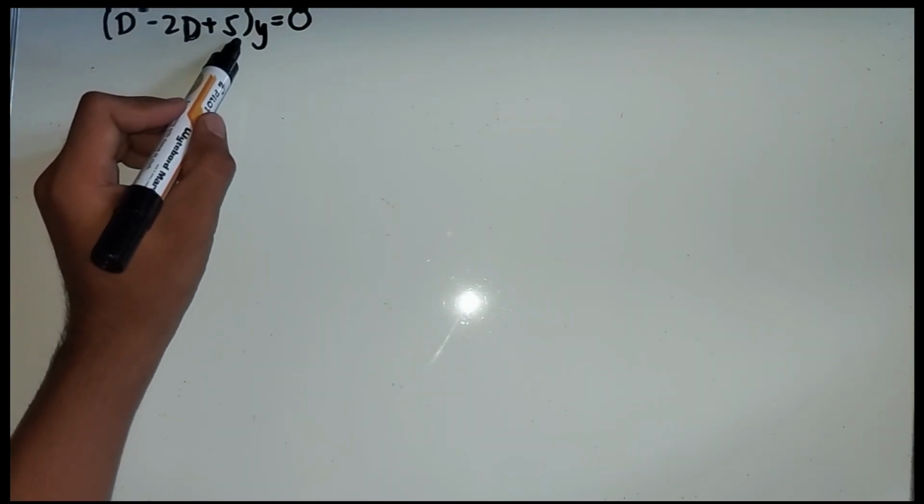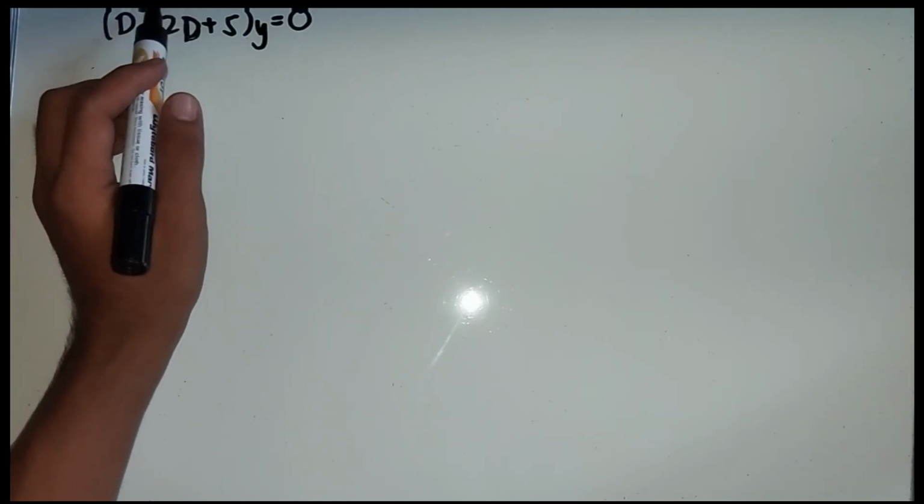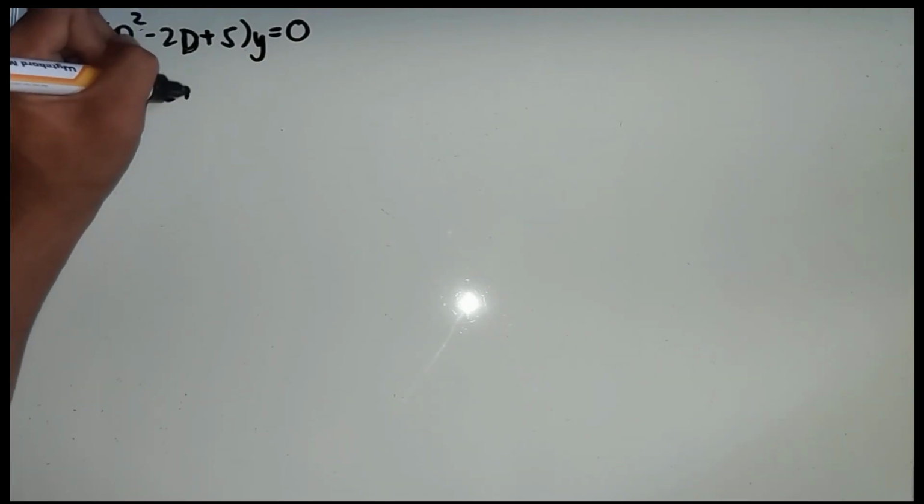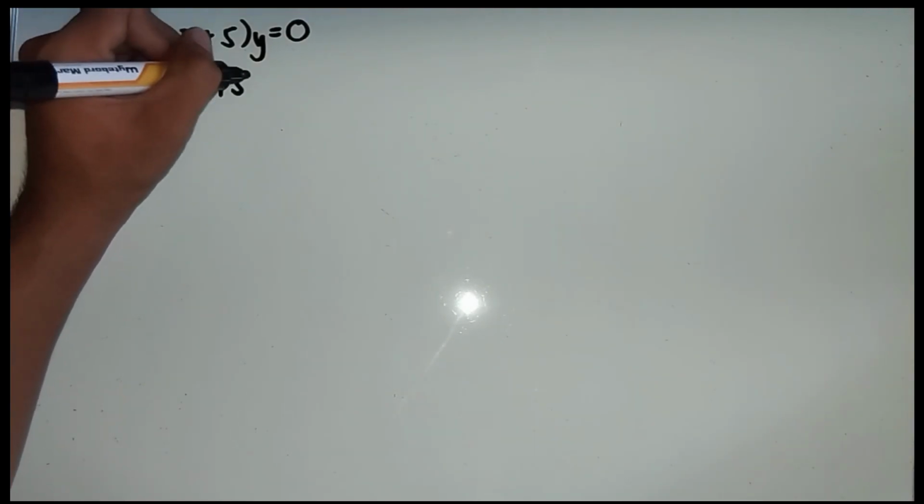First, as you can observe here, in this quadratic equation we can't factor out the exact roots of D. So first, we're going to make it an auxiliary equation. This will become m squared minus 2m plus 5.